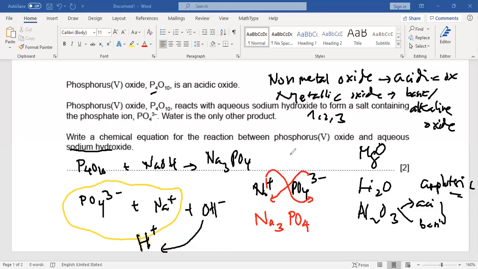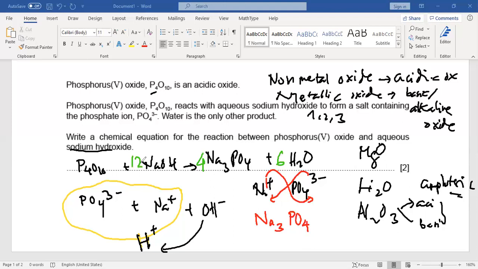Na3PO4, and then of course you have water. So you only need to balance this reaction. If you balance this one, then I have a 3 here for Na, and then I have a 6 here, and then I have a 4, and then I'll just put here 12. So you can balance this reaction easily.